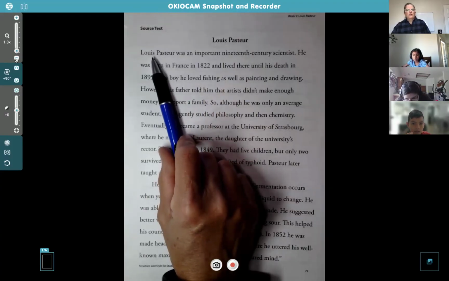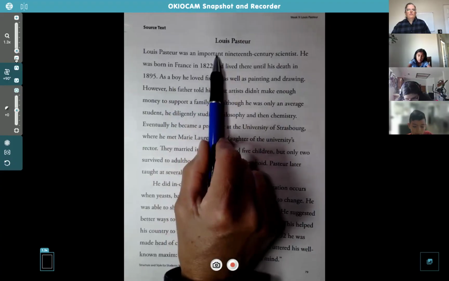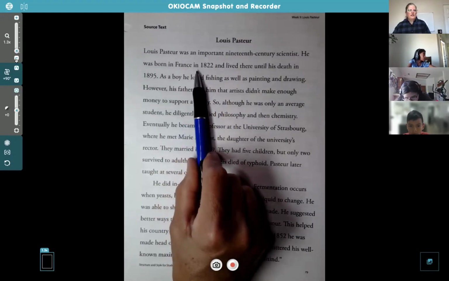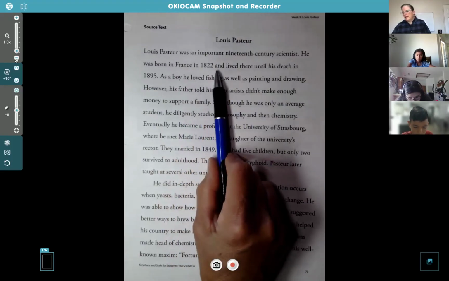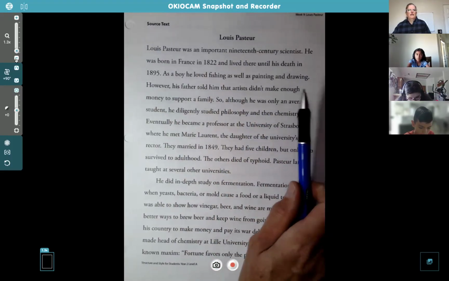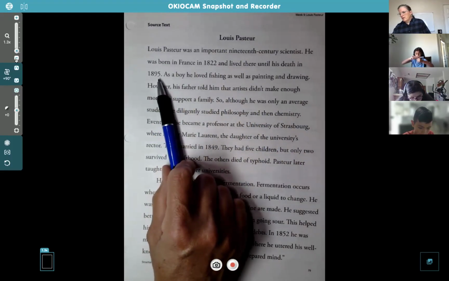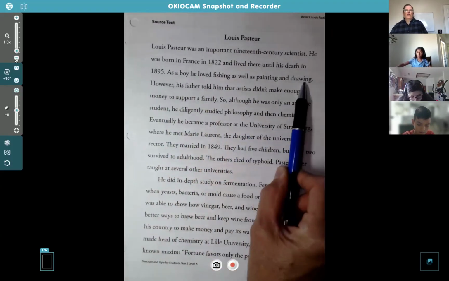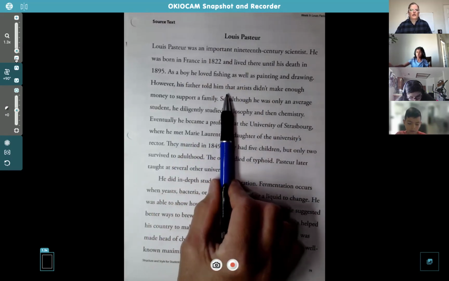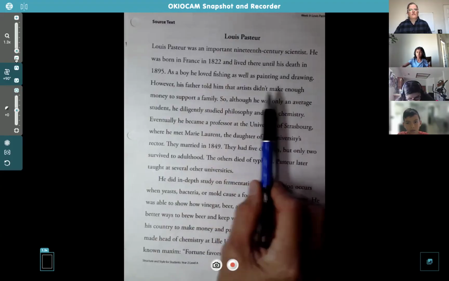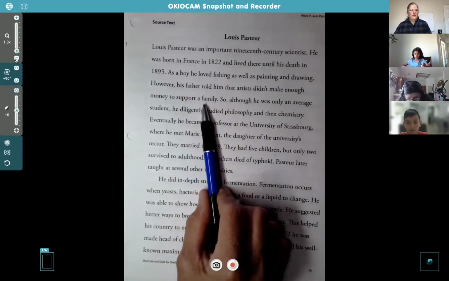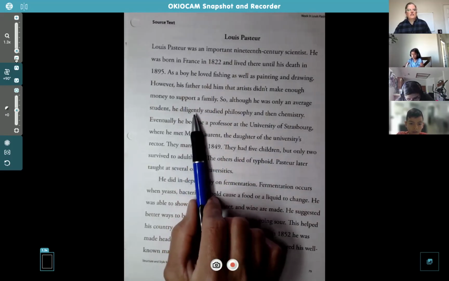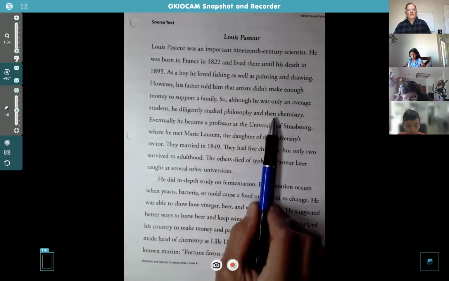So it says, Louis Pasteur was an important 19th century scientist. He was born in France in 1822 and lived there until his death in 1895. As a boy, he loved fishing as well as painting and drawing. However, his father told him that artists don't make enough money to support a family. So, although he was only an average student, he diligently studied philosophy and then chemistry.